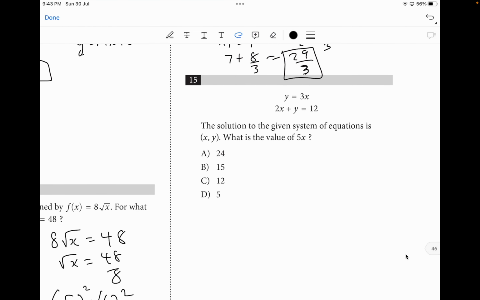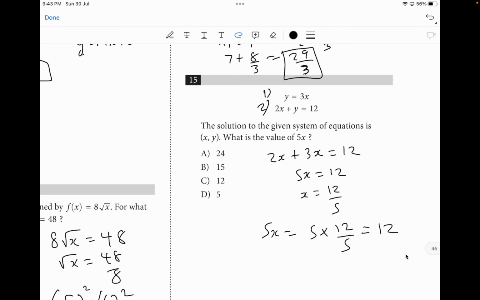Question number 15. What is the solution to the given system of equations, which is here, and what is the value of 5x? So here what we're going to do is substitute the value of y into the second equation. I'm just going to be labeling this as equation 1 and equation 2. So we're going to substitute the value of y into the second equation, which is going to be 2x plus 3x is equal to 12. 5x is equal to 12. X is equal to 12 by 5. And the value of 5x is going to be equal to 5 times 12 by 5, which is going to give you the value of 12, since they cancel out each other.